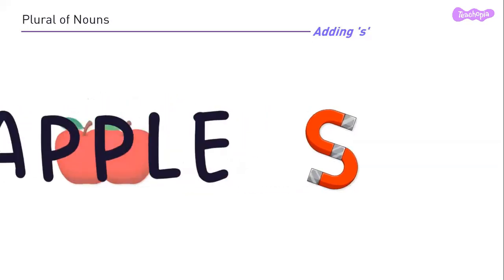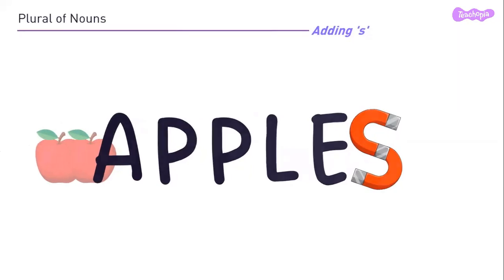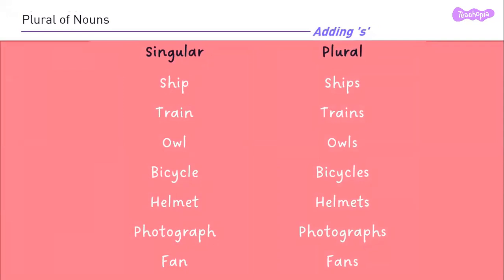Like an apple becomes apples. And these are the set of nouns that become plural when S is added to them. This is a creative idea through which the learners can remember which nouns turn into plural when S is added to them. Similar ideas can be created and utilized for the other rules of pluralization.